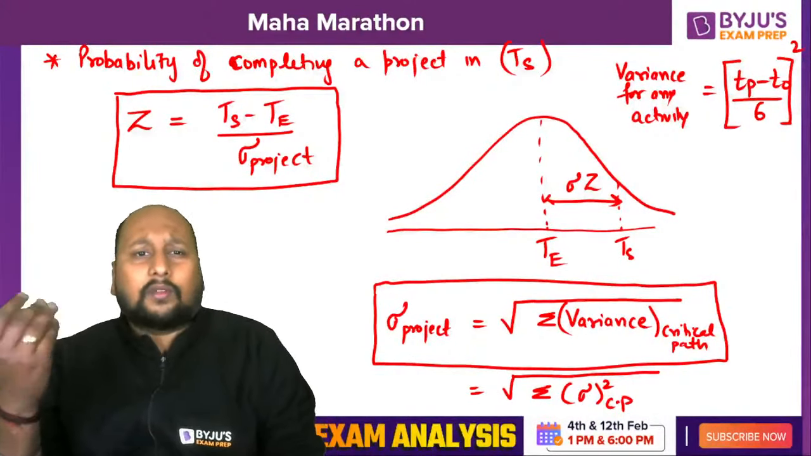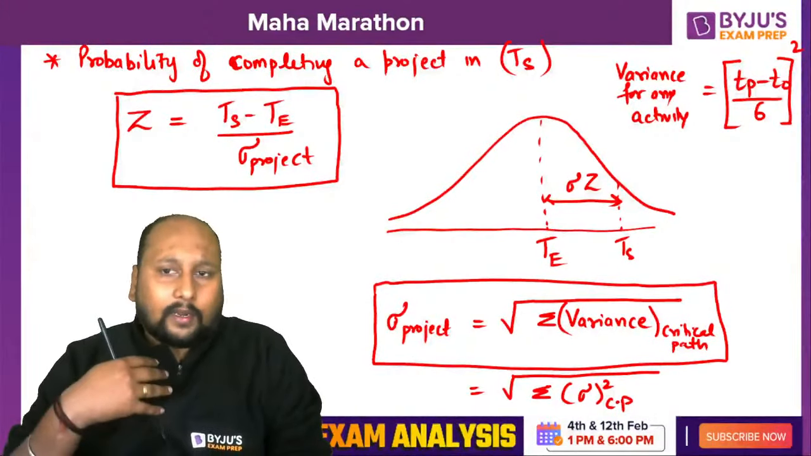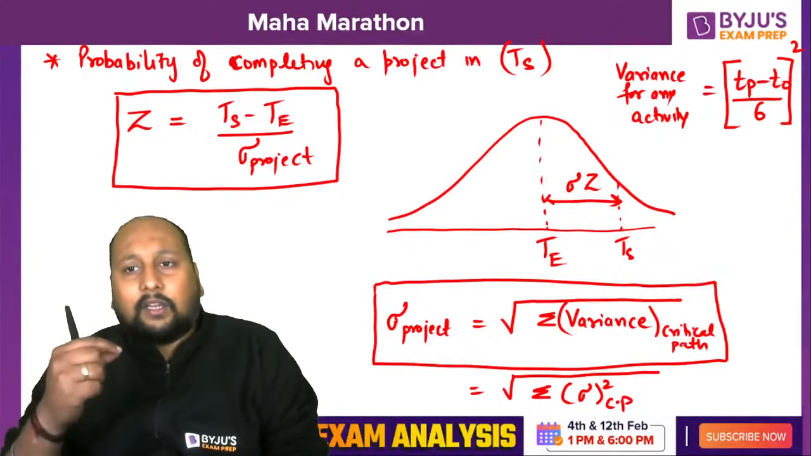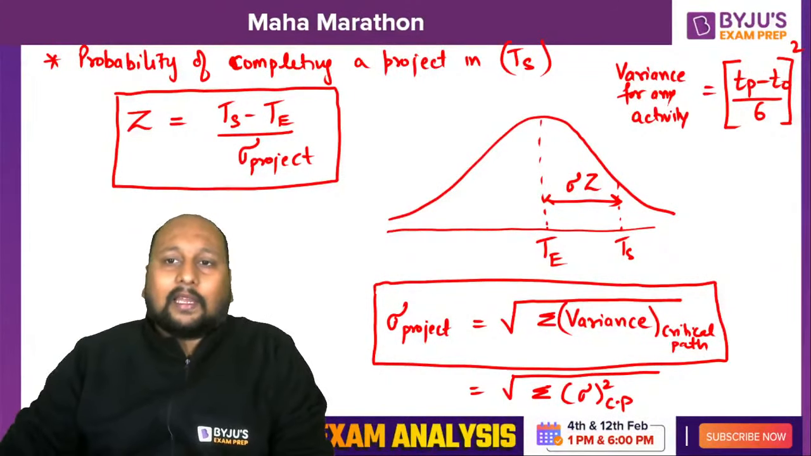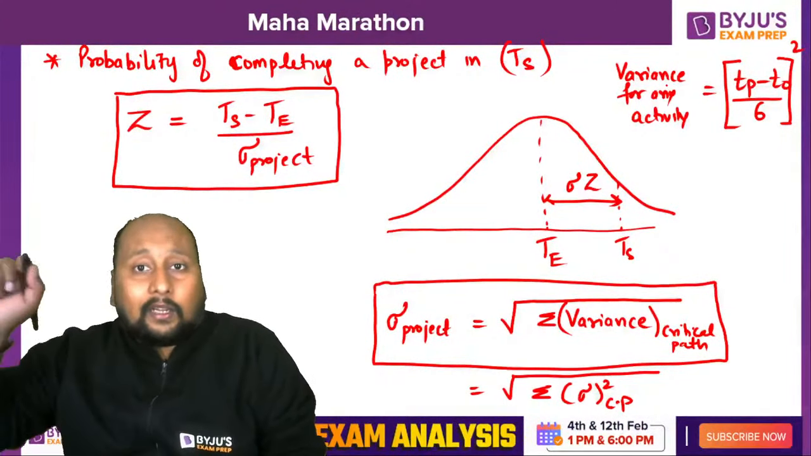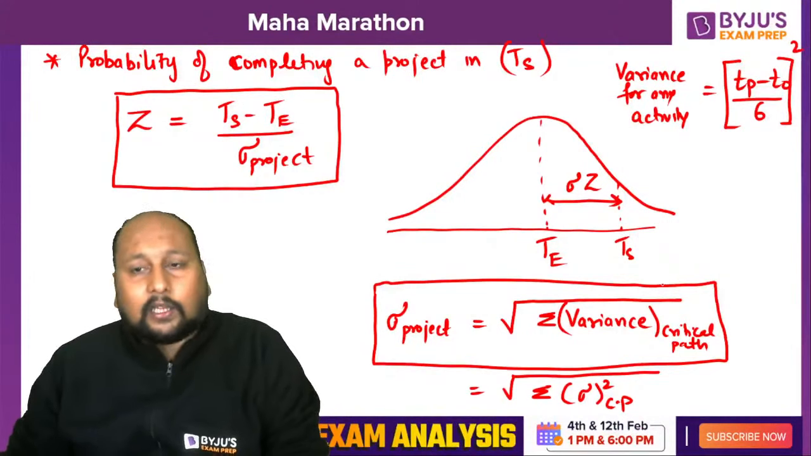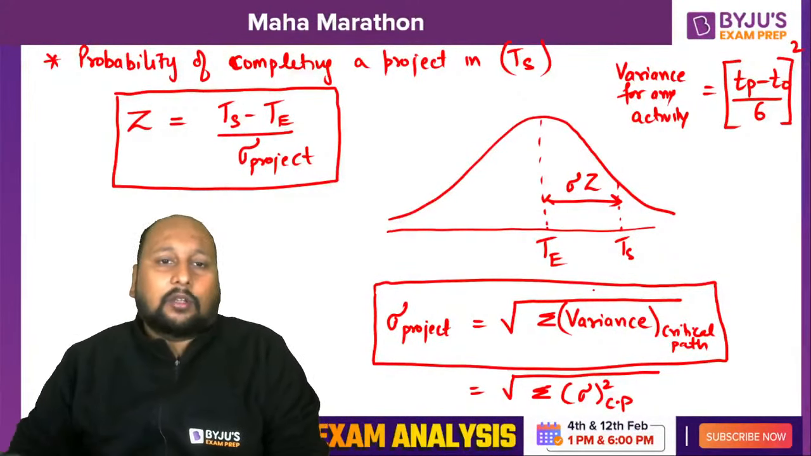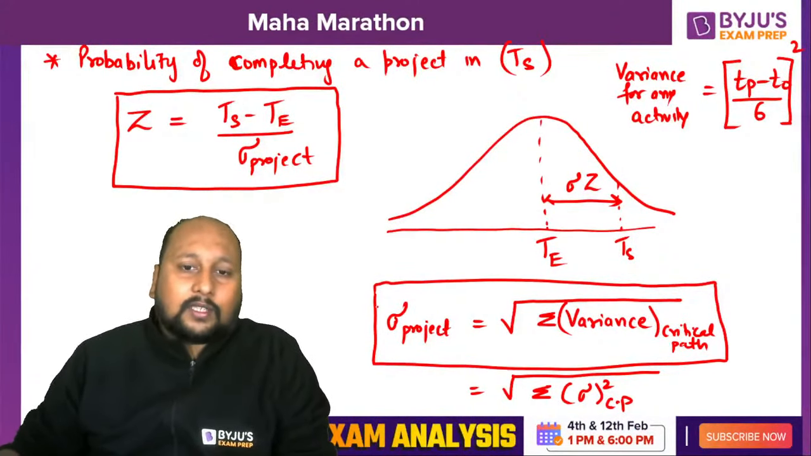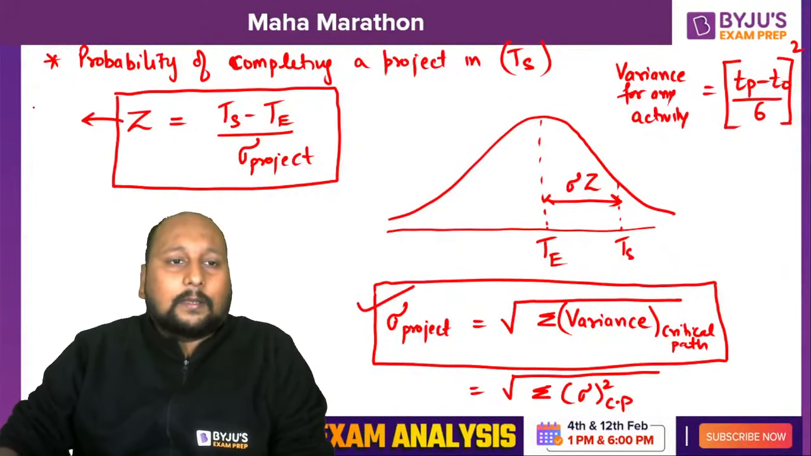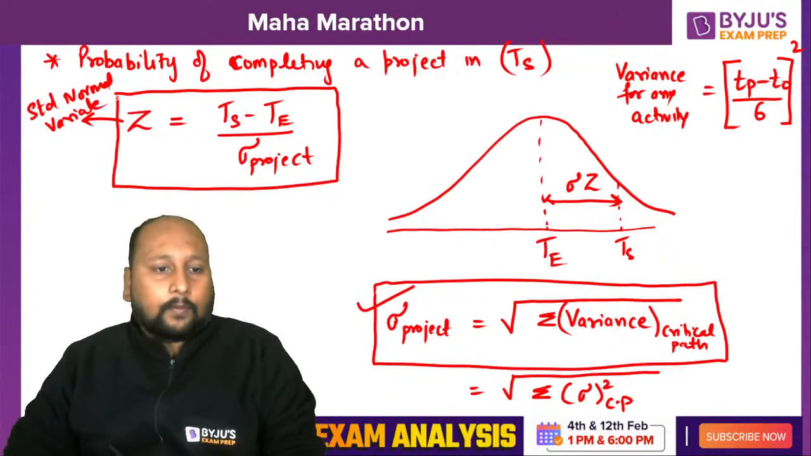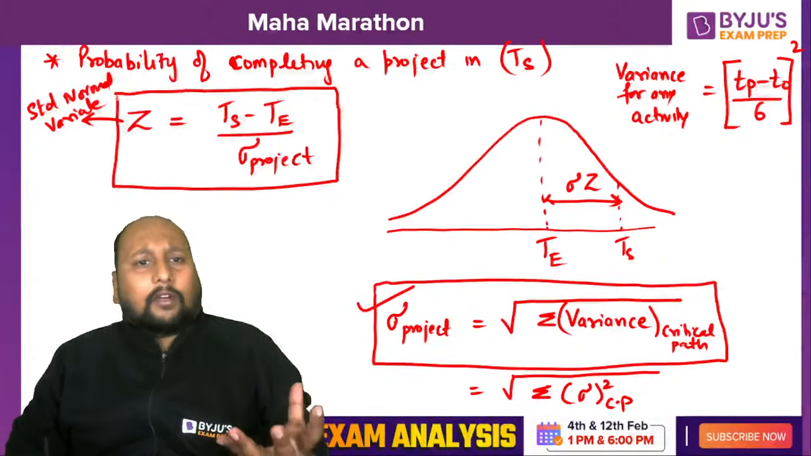It is basically the square of the standard deviation. We all know that. So the variance of any activity is equal to (TP minus TO by 6) whole square. From there, I can calculate the variance for all the critical activities. We just need to take the root of the sum, and we will get the standard deviation of the project. Once we have the value of sigma of the project, and TS and T we have calculated, we can calculate the value of Z, that is the standard normal variate. Now still, how can we calculate the probability based on some values of Z?